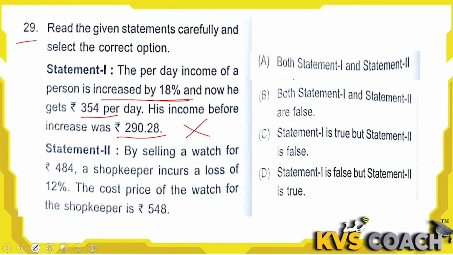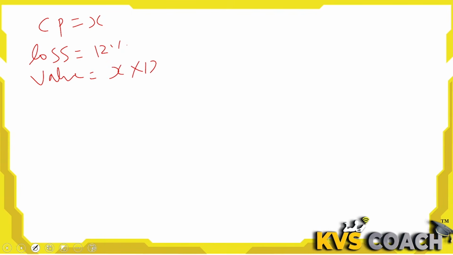Okay, now statement 2. By selling a watch for rupees 484, a shopkeeper incurs a loss of 12%. Now shopkeeper is incurring loss. Okay, the cost price of the watch for the shopkeeper is 548. This is right or wrong? Let's check. Let's take CP is equal to x and loss कितना है x के ऊपर? 12%. 12% लॉस है. सो वैल्यू ऑफ लॉस इज कितनी हो गई? x का 12% इज लॉस.